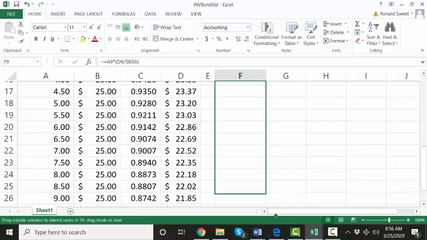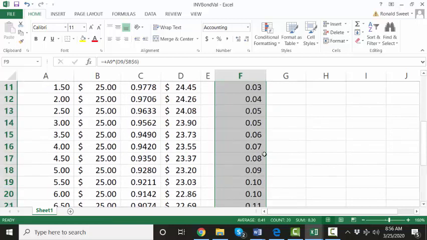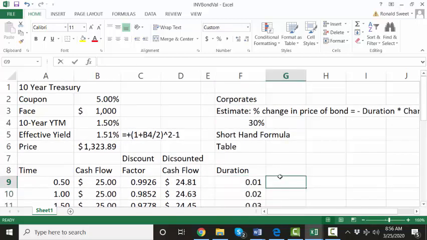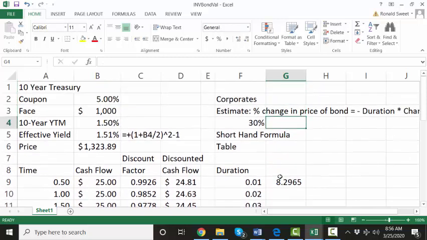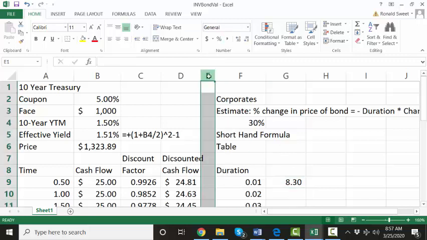So the duration of this bond is just the sum of the weighted average time to maturity, and I get a duration of 8.29. I guessed 8.5, so I was off a little bit, but it gives you a good estimate of how much the bond price change would be. So if you got 30% and your price came out to be $1,100 or $1,500, you would be pretty sure you're wrong. You're going to be somewhere close to that estimate. And that's how you do duration. I'll do it again with the corporate so you can see, even though it's not required for the exam.